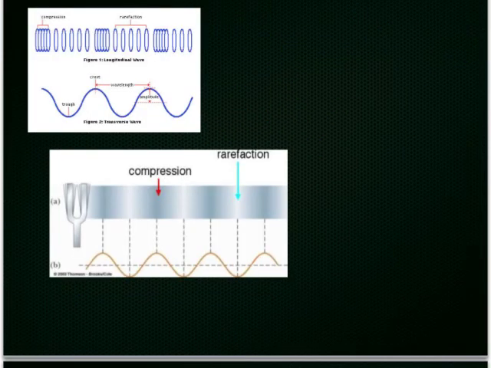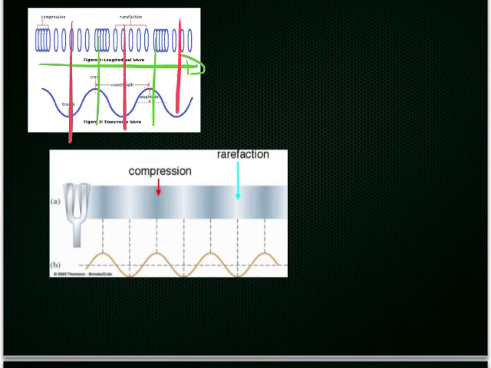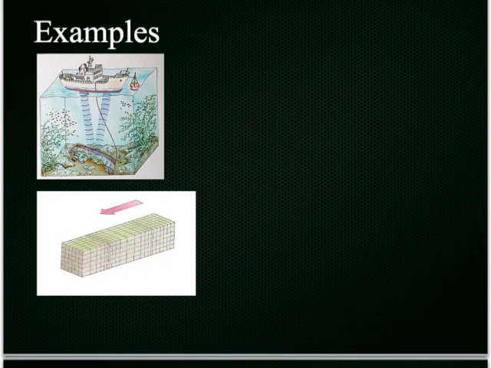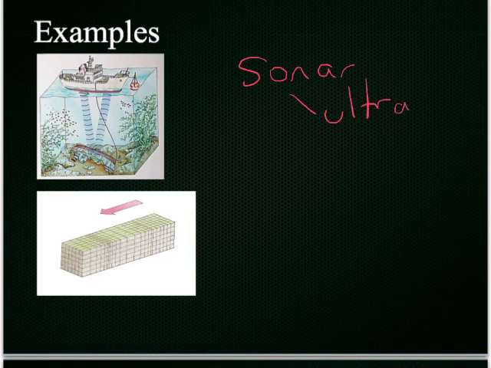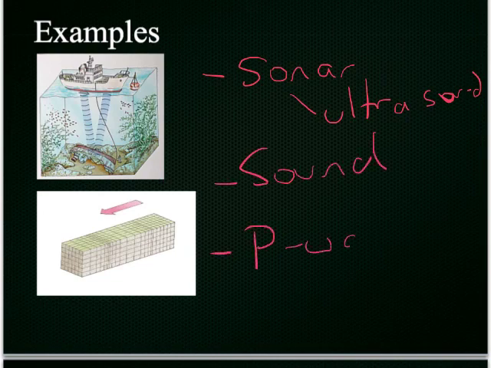So on a slinky you can send a longitudinal wave down the slinky by just compressing it. And so where the compressions are, there's crests. Where there's rarefactions, there's troughs. So what's some examples? You've got things like sonar, which is usually just ultrasound. So sound, and also P waves from earthquakes.